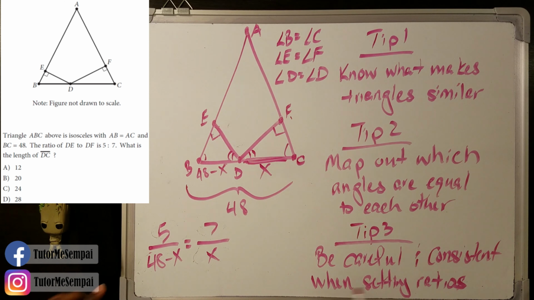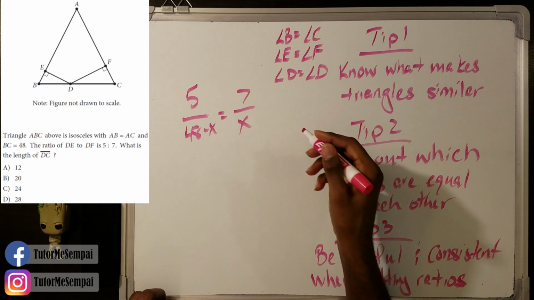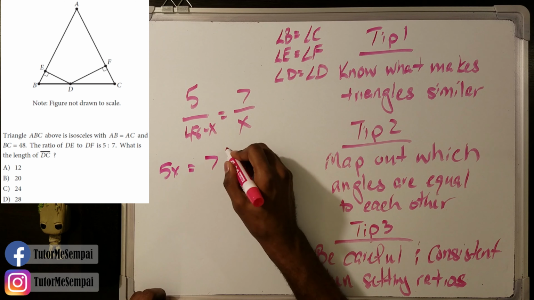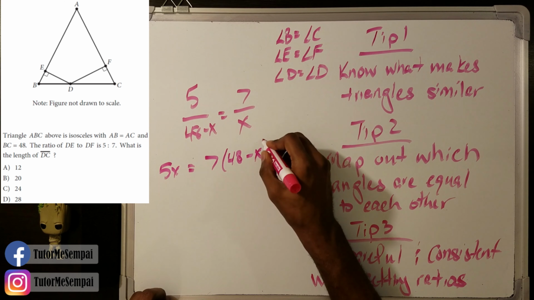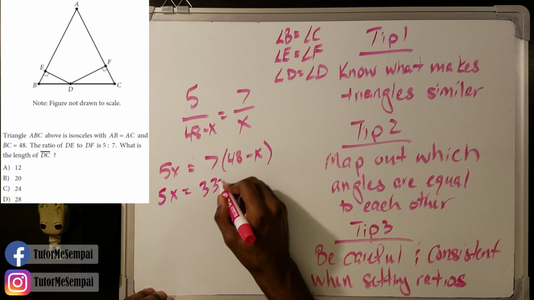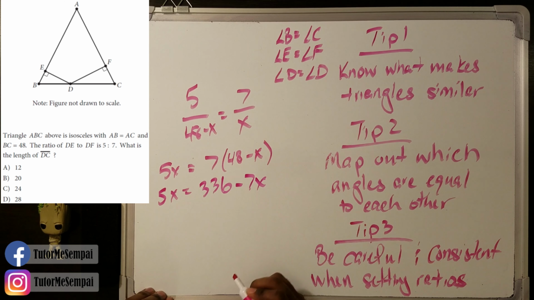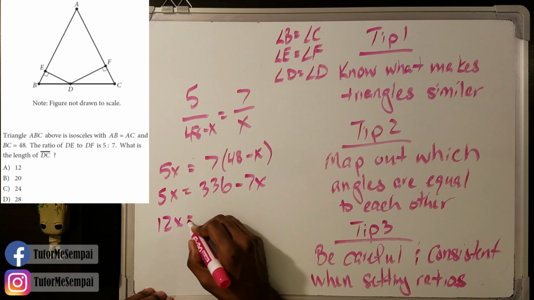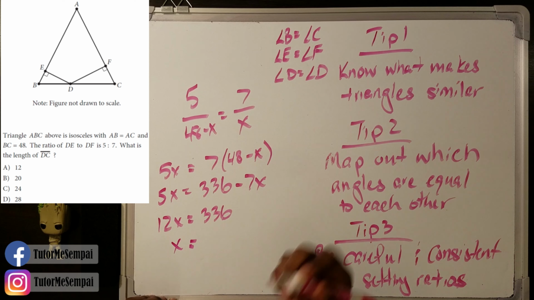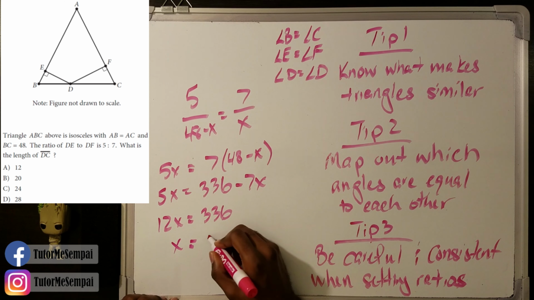Well, since we already have our ratios, we don't necessarily need the triangle anymore, so I'm going to rewrite this so we have some more space to actually work out this number. So by doing all this math out here, we get 5x equals 7 times 48 minus x. And when you multiply this out, you get 5x equals 336 minus 7x. And by getting all our x's to one side, we get 12x equals 336. And what is x when we divide both sides by 12? Well, that's going to be 28.